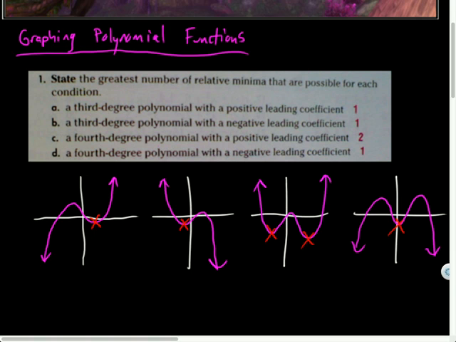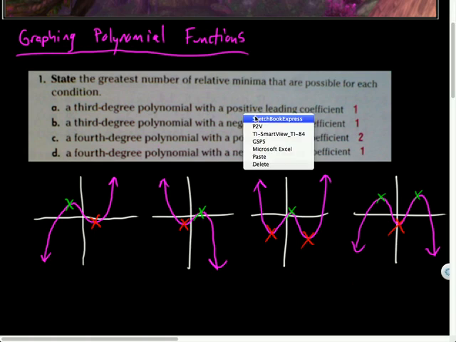And if I wanted to consider maxima, there's 1, 1, 1, and 2. So it's basically the lowest point of the graph. You could also have multiple minima, depending on the graph.